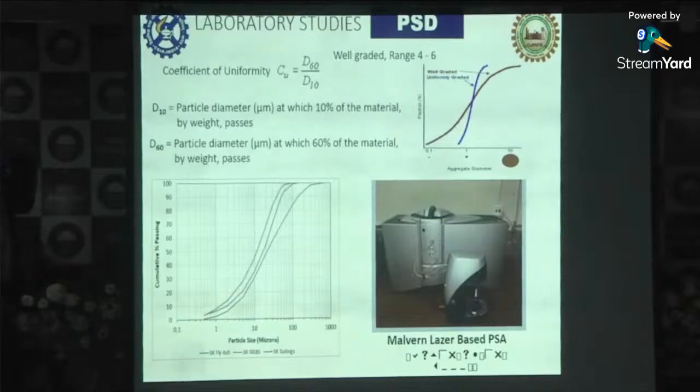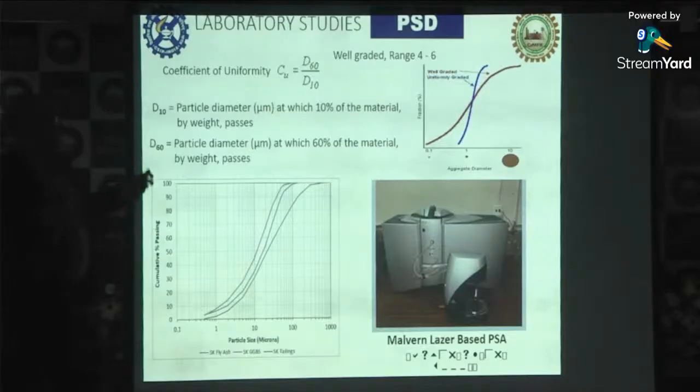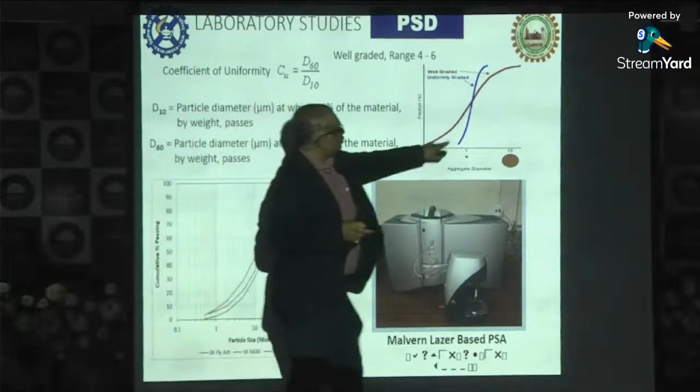Particle size is an important parameter, as we have told. Materials are classified as uniformly graded and well graded. So what is well graded? The difference between well graded and uniformly graded particles: in uniformly graded particles, as you can see, the size distribution is very narrow.